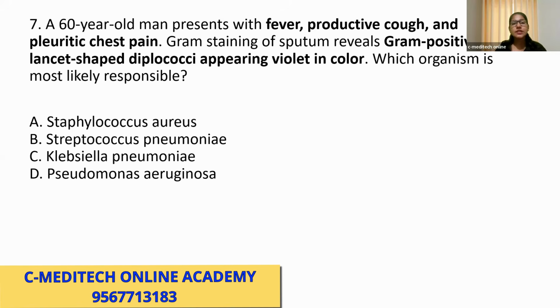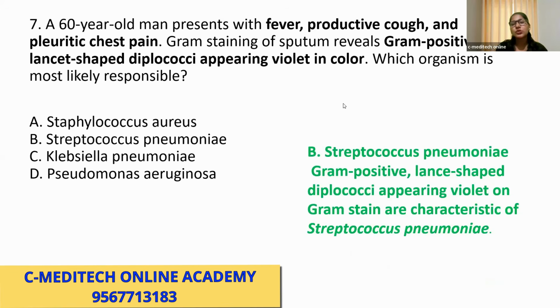So here, in this question, a 60-year-old man presents with fever, productive cough and pleuritic chest pain. Gram staining of the sputum reveals gram-positive lancet-shaped diplococci appearing violet in color. So which is the gram-positive organism in these options? Staphylococcus, Streptococcus, Klebsiella pneumoniae, Pseudomonas aeruginosa. So the answer is option B, that is Streptococcus pneumoniae. It is usually gram-positive in nature and appears as lancet-shaped diplococci. You know that gram-positive organisms usually appear violet in color on gram staining. Klebsiella and the others are gram-negative organisms. The answer is option B, Streptococcus pneumoniae.